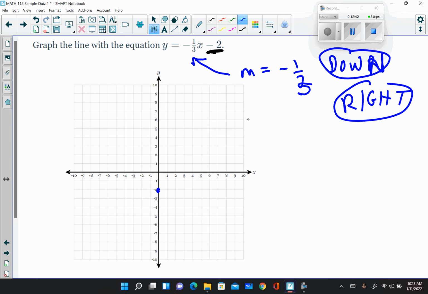Down 1 and to the right 3. From this blue dot, down 1 and to the right 3. Connect those blue dots and that's the answer. On Delta Math, in this problem you would click at -2 on the y-axis, and then with the mouse move down 1 and to the right 3 to click and make another dot, and the line will automatically be drawn through those 2 points.